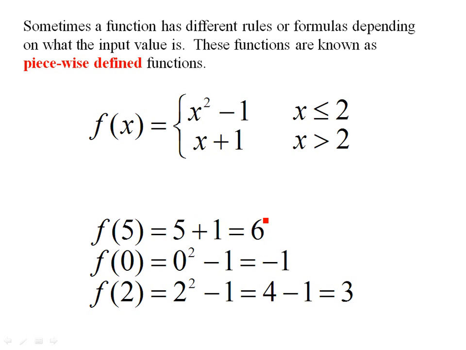Let's go to the next one. F of 0. Is 0 less than or equal to 2? Or is 0 greater than 2? 0 is less than or equal to 2. Therefore, we'll plug 0 into the first piece, 0 squared minus 1, which is negative 1.